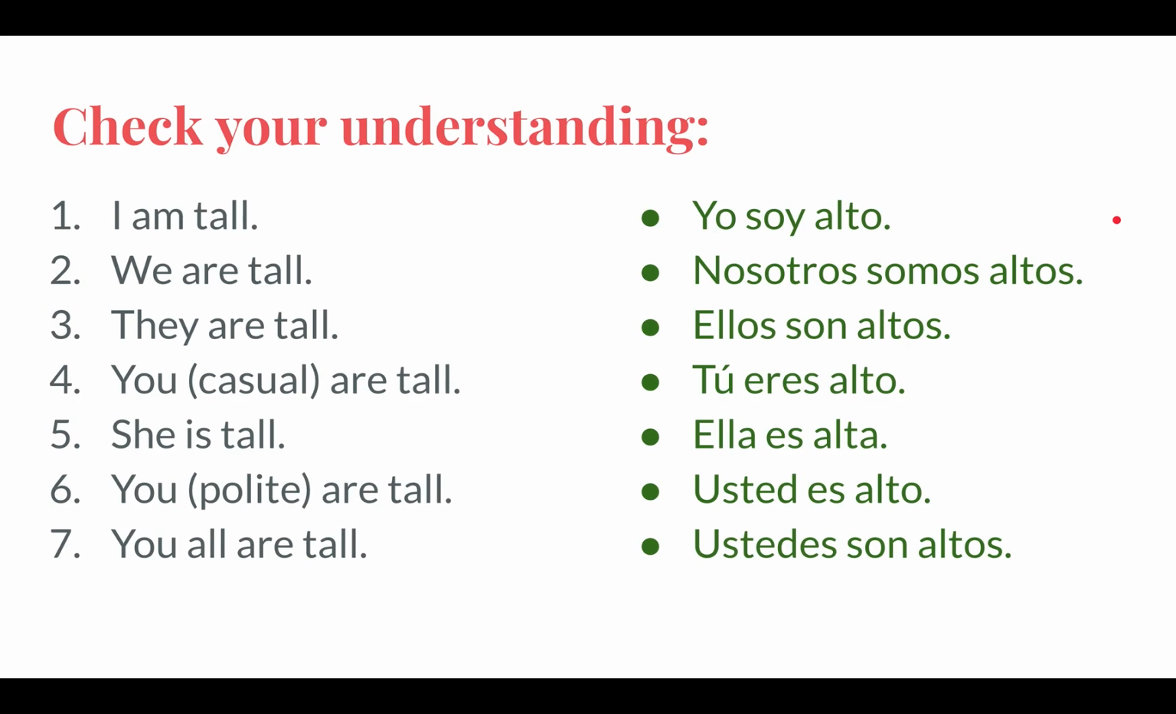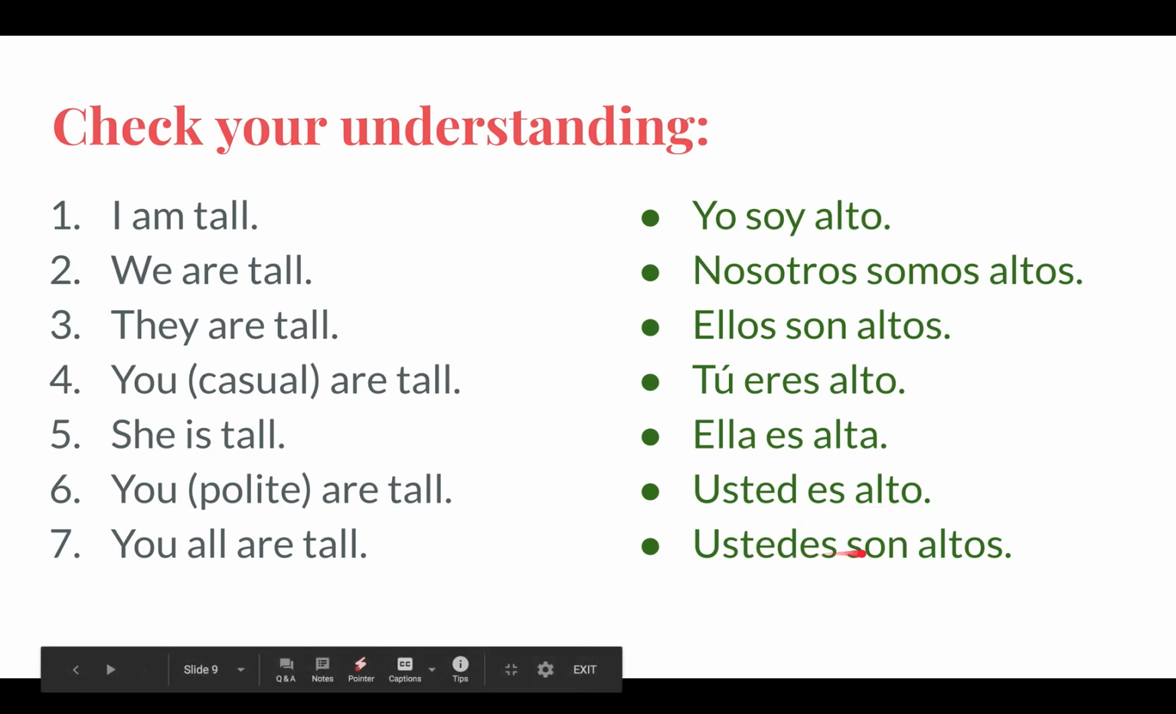Here are the correct answers. I am tall. We are tall. And notice how this is plural. The adjective alto is plural because we're talking about more than one person. They are tall. You are tall. She is tall. Formal version, the polite version, you are tall. And you all are tall.